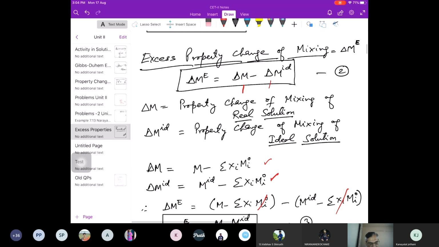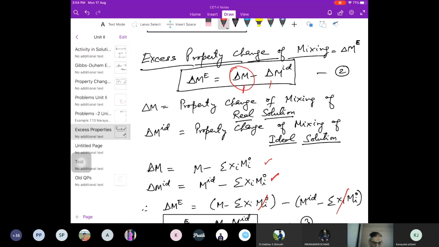Now we are saying कि अगर real solution, उसके लिए property जो हमने लास्ट टाइम डिफाइन की, right? This is the property change of mixing for real solution, जो हमने डेरिवेशन किया था V के लिए, H के लिए, S, G के लिए, सब के लिए। Now if you take the difference of this, real minus ideal के लिए क्या होता है, that is your delta ME, excess property change of mixing.